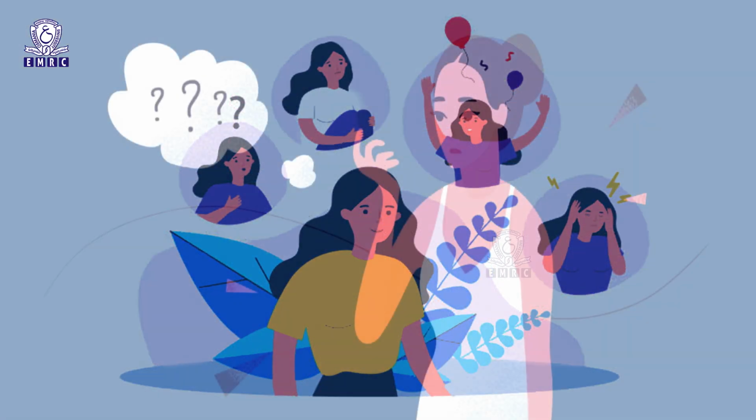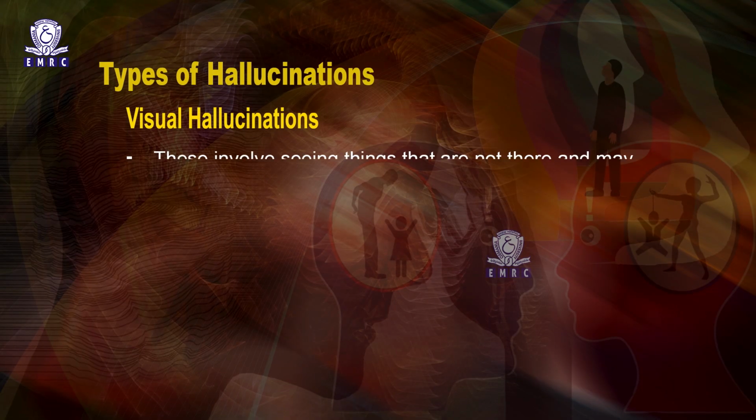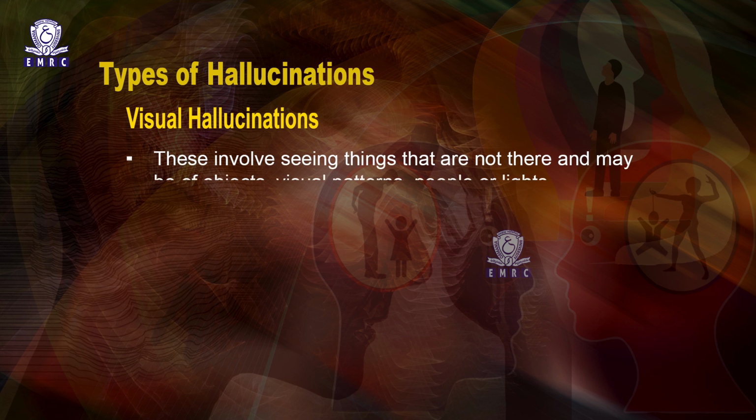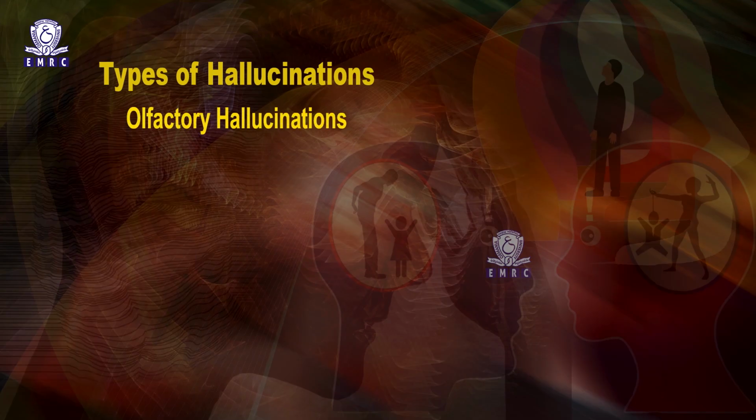There are various types of hallucinations, such as the first one, visual hallucinations. These involve seeing things that are not there, and may be seeing objects or visual patterns, people or lights. For example, you might see a person who is not there in your room. Next, olfactory hallucinations.